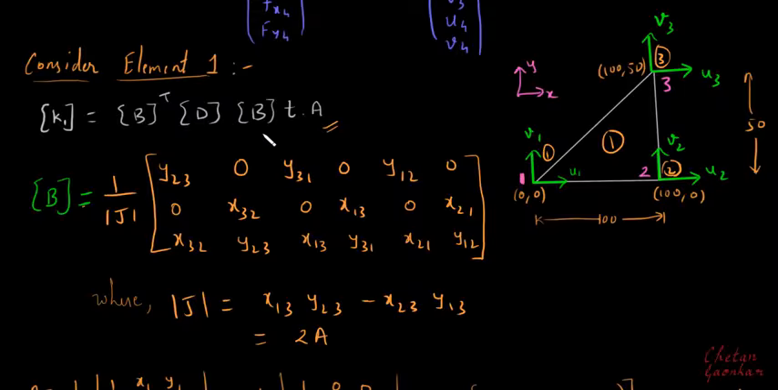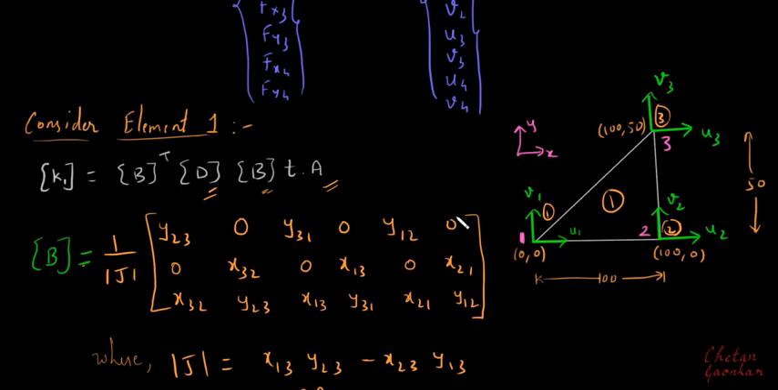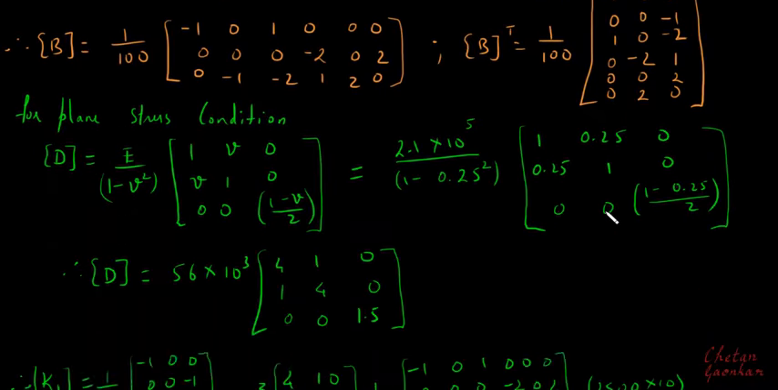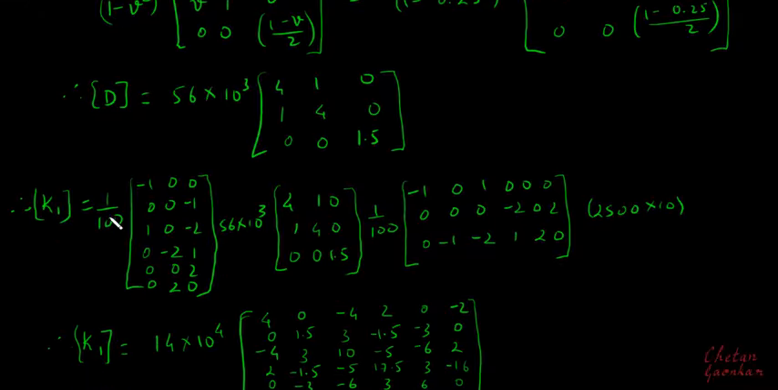Now I know all these quantities. I know this B matrix, I know this D matrix, I know this area was calculated here, right? And then this thickness is 10 mm, and this B transpose is nothing but just the transpose of this B matrix, which we have already obtained. So since B is this, the transpose of this B matrix will be this. Now once I substitute all these matrices in the expression of the stiffness matrix, this was our B transpose, this was our D matrix, this was our B matrix, and this was our thickness multiplied by area. So this is thickness, this is area.